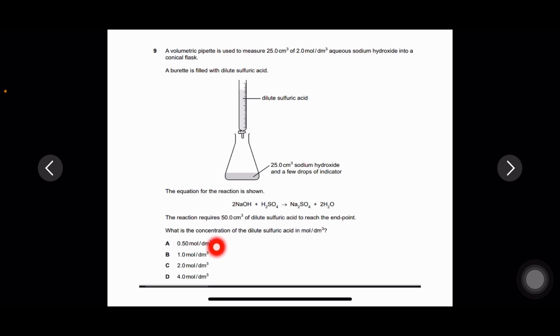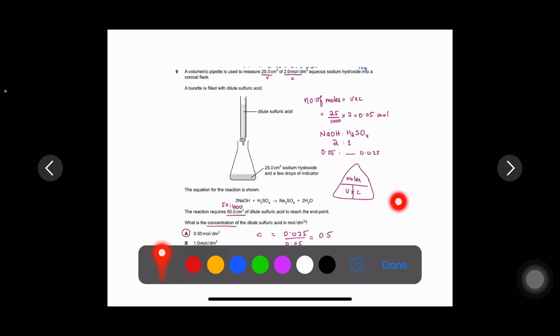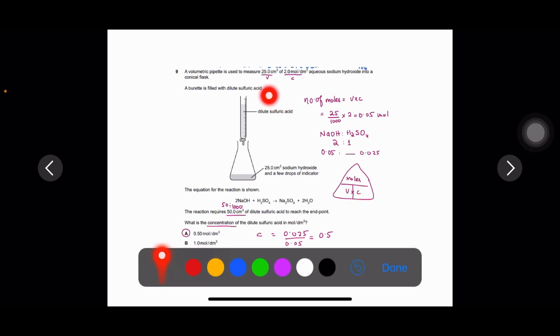You have to find out concentration. You must know the formula for finding concentration, that is number of moles equal to volume multiplied by concentration. I will show you in the triangle. This is the formula, number of moles equal to volume multiplied by concentration. Changing into cubic decimeters, divide by 1000, times concentration, that is given 2 mole per cubic decimeters. We will get 0.05 moles.